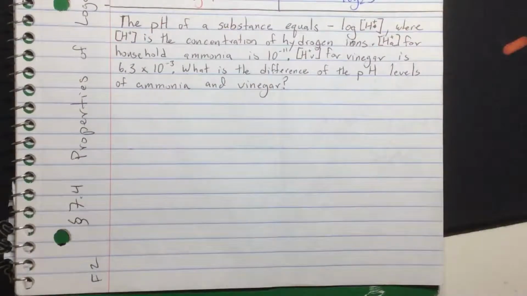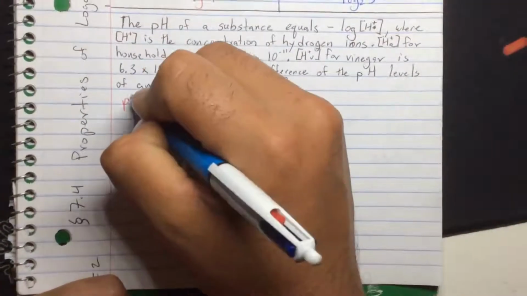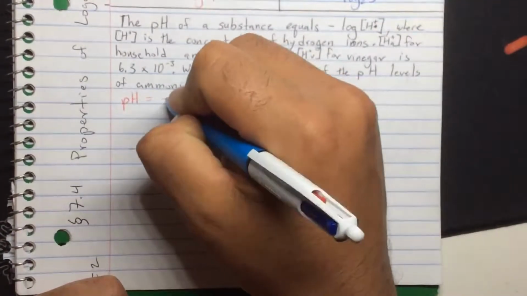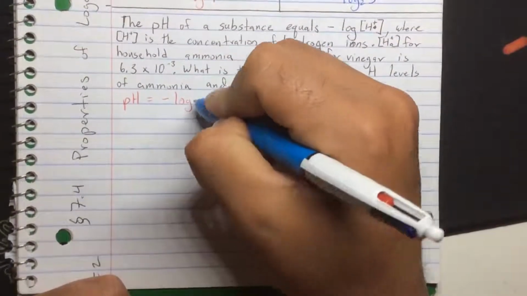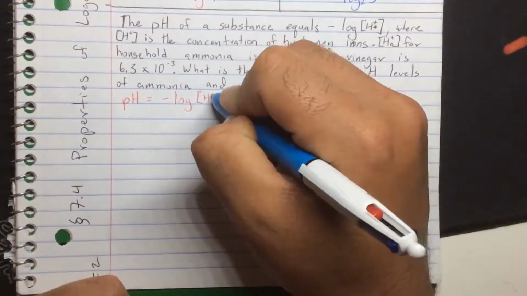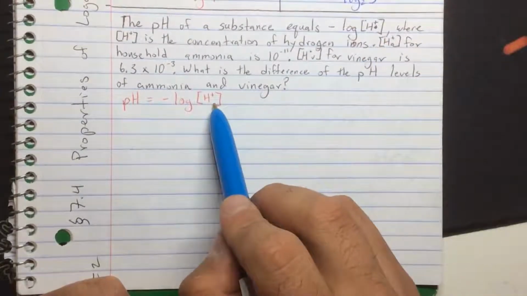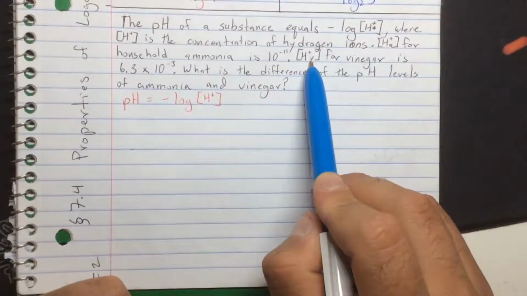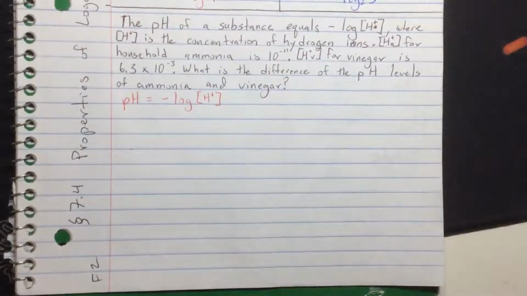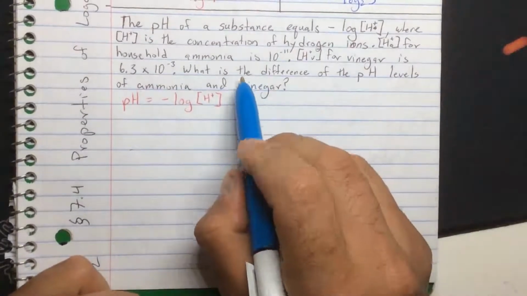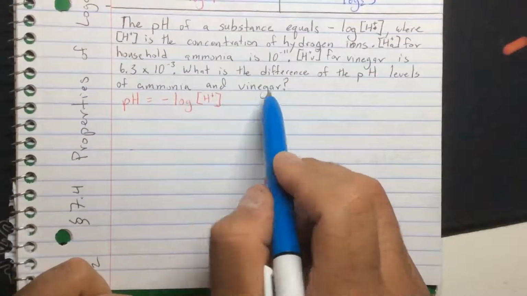Well, first things first, we're going to go ahead and write our equation. We're doing it in red just so it stands out. So our pH is going to be in the form of negative log of our H plus, and this is how each one is. One's going to have an A for ammonia, and one's going to have a V for vinegar. And we have to set up an equation. It's asking for the difference of the pH levels of ammonia and vinegar, so we're going to write ammonia first.